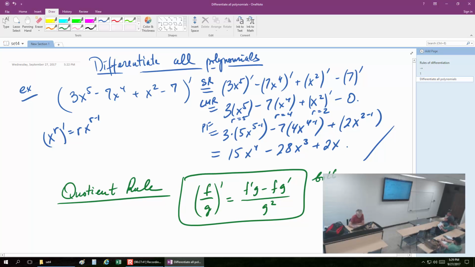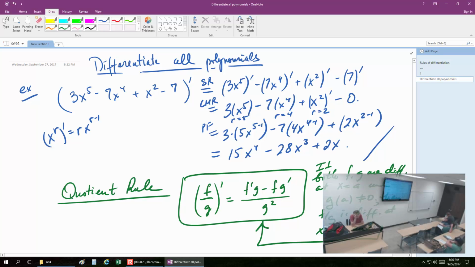So under these conditions, both f and g are differentiable at, say, x equal a, and we don't want to divide by 0, so g of a is not equal to 0. Okay, so we're talking about differentiability at one point. If both of the functions are differentiable, then f over g is differentiable at x equal a, and the formula holds.